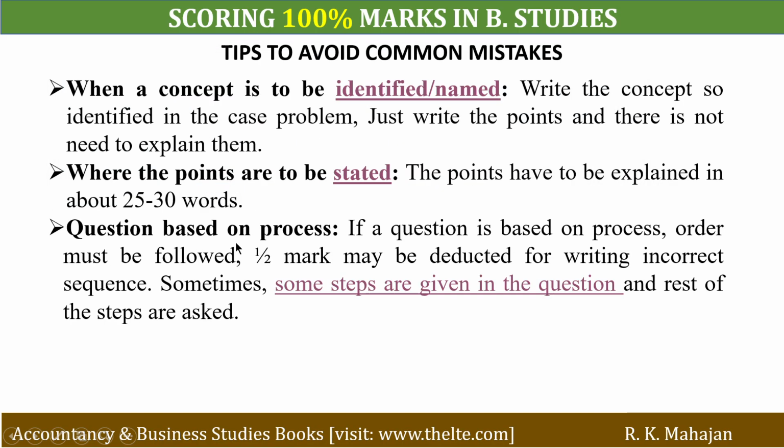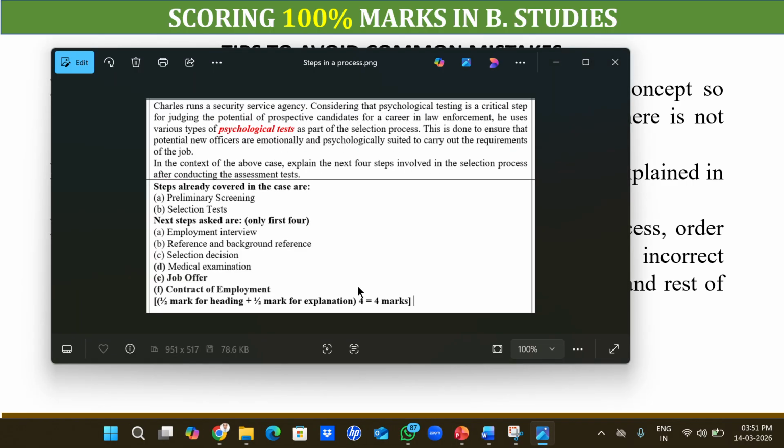Questions based on a process. If there is any question which is based on a process, the order of the process must be followed. Otherwise, there are chances that half a mark may be deducted for writing the incorrect sequence. Sometimes in the question, some steps are given and the rest of the steps are asked. Like in this question, after the case problem, it is written: in the context of the above case, explain the next 4 steps involved in the selection process after conducting the assessment test.